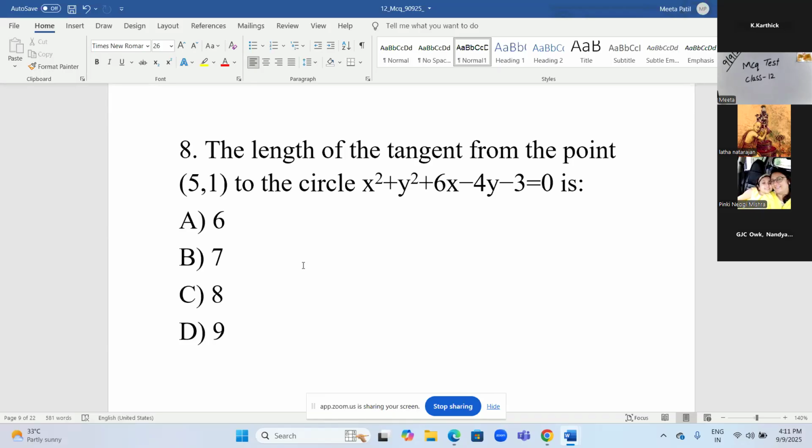Once again, I will repeat the question. The length of the tangent from the point (5, 1) to the circle x square plus y square plus 6x minus 4y minus 3 is equal to 0 is. So you are having the options as 6, 7, 8 and 9.